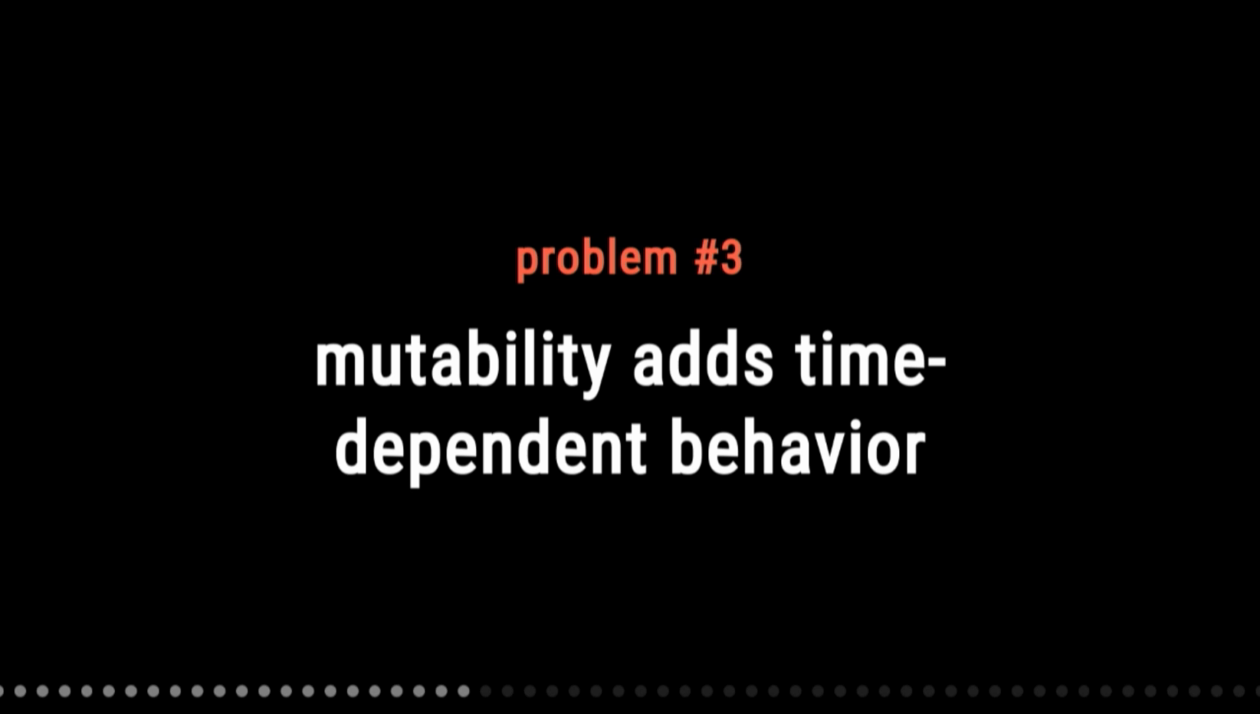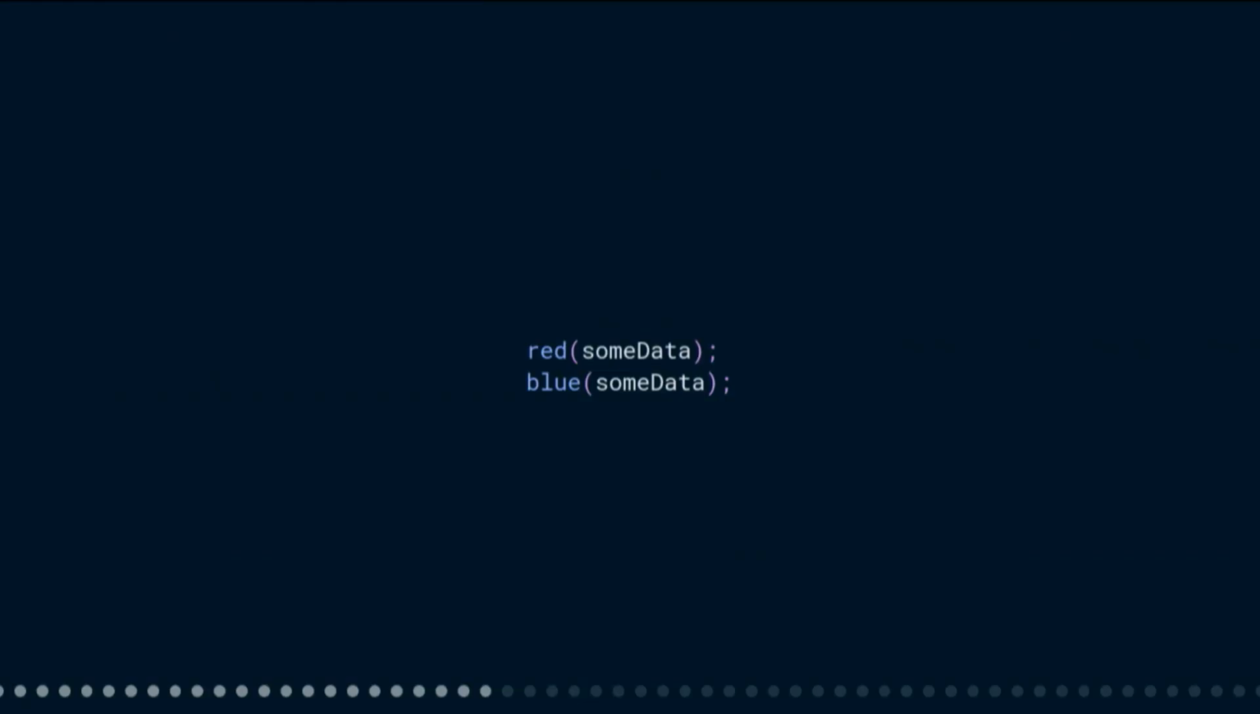So problem number 3, mutability adds time-dependent behavior. I don't mean the time like we just saw, which was dealing with the date, but I mean ordering, so abstract time. As soon as something is being mutated, reading or writing, the order that you run your lines of code in suddenly matters. So say we have these functions, red and blue. We pass the same object into both. What happens if we run them this way?